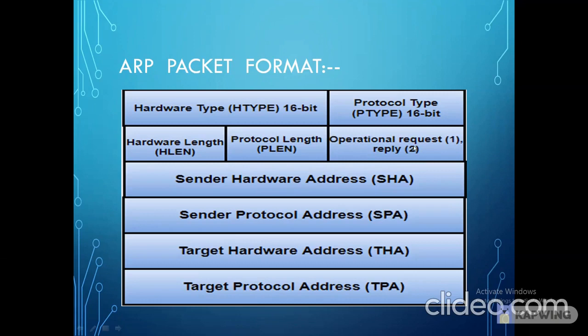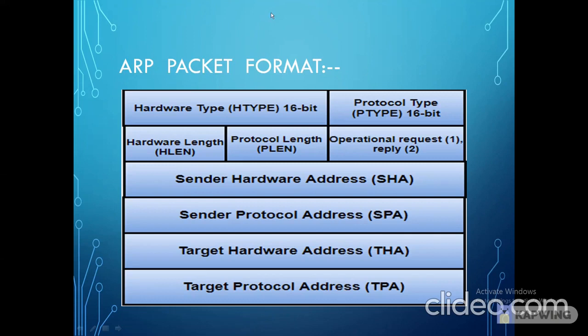Sender hardware address specifies the physical address of the sender. Sender protocol address determines the logical address of the sender. Target hardware address determines the physical address of the target. If we don't know the address of the target, then it is written as zeros or FF, that is a broadcast message. Target protocol address specifies the logical address of the target. So this is about the ARP header format.